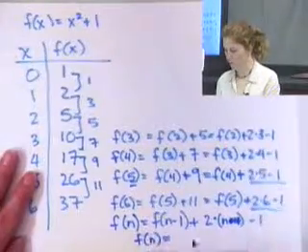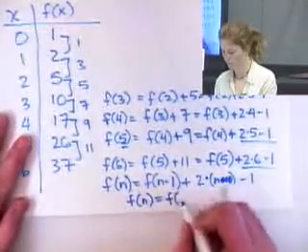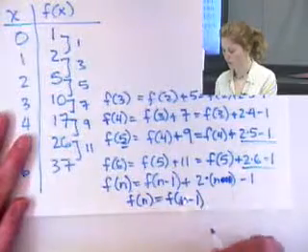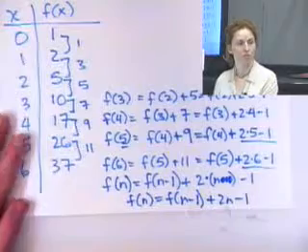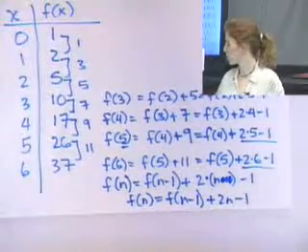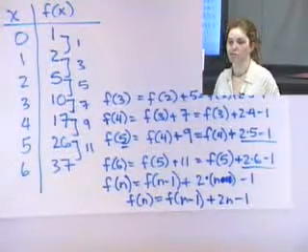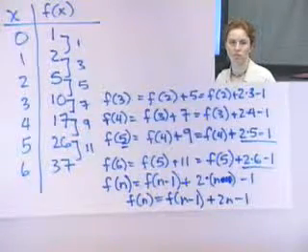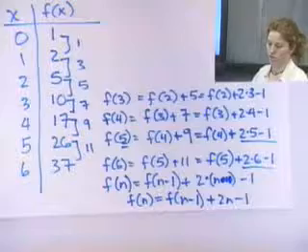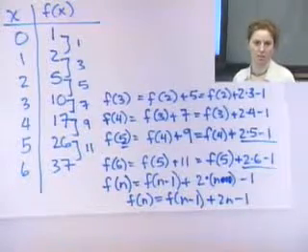So f of n is equal to f of n minus 1 plus 2n minus 1. Okay, we just figured that out from the table. And we could prove that by induction if we wanted to. But let me also show you the cheap method.